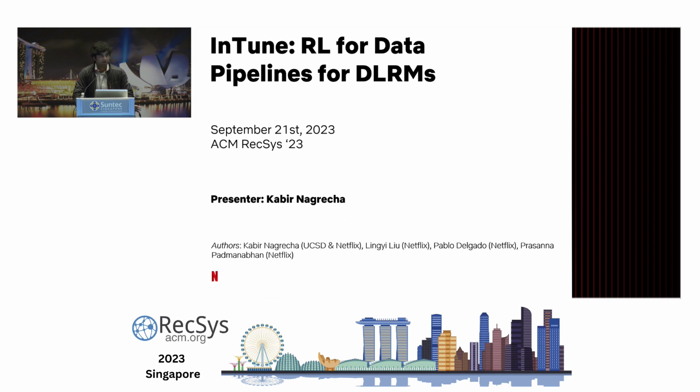So this work is a bit off the beaten path when it comes to reinforcement learning for recommender systems. Rather than looking at the more typical use cases of applying reinforcement learning to recommendations directly, here we're going to be looking at applying reinforcement learning to optimize the data pipelining infrastructure that's used to build deep recommendation models.